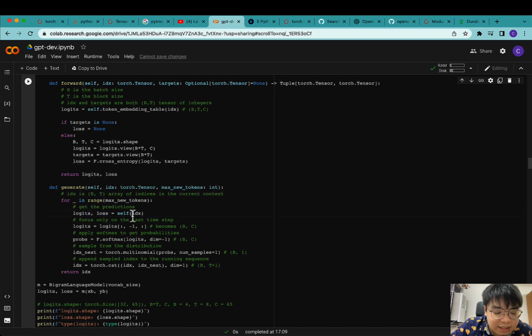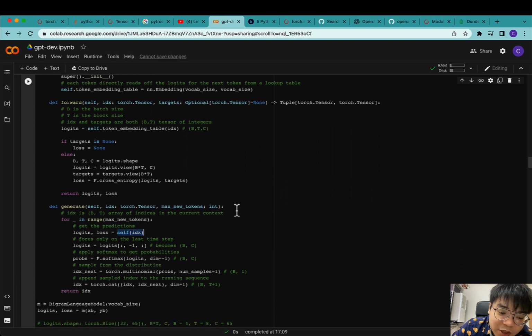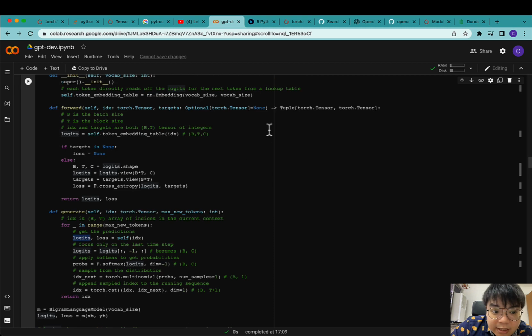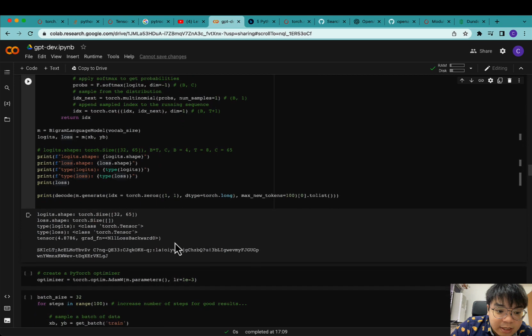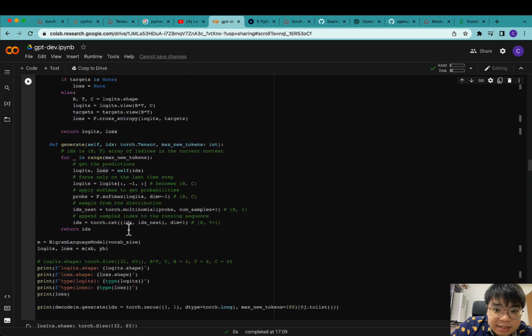So logits and loss, doing this on idx calls the forward method here. In this case, the difference is that we don't pass in the targets because we are generating something. Generate is used to call the model to generate words, under the assumption that it's already trained and you're using it to generate the next word. So logits in this case would be two dimensions, and loss in this case would be one dimension from what we see. Sorry, it's a scalar.